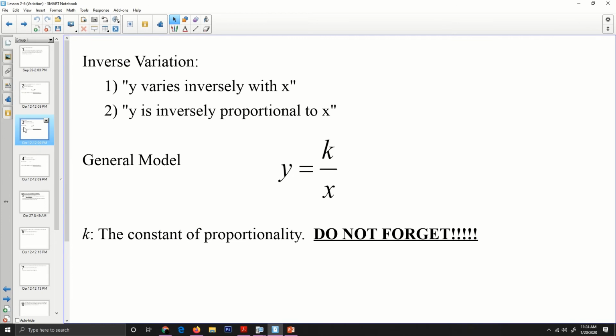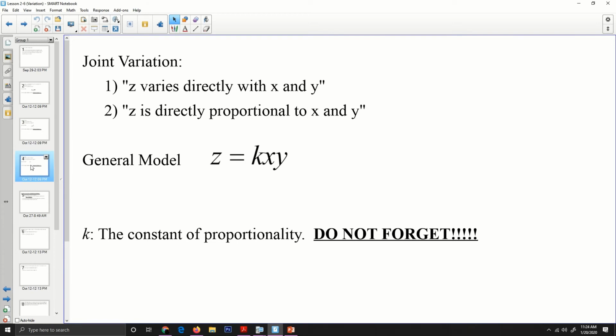Inverse variation: "y varies inversely with x" or "y is inversely proportional to x" are a couple of expressions that tip you off to the fact that you're doing inverse variation, and the general model is y equals k over x, where k is the constant of proportionality. And again, do not forget the constant of proportionality. A lot of times when y is inversely proportional to x, a student will write y equals 1 over x, and that is wrong. You need that constant of proportionality. Do not forget.